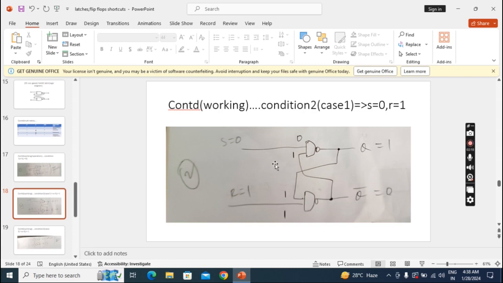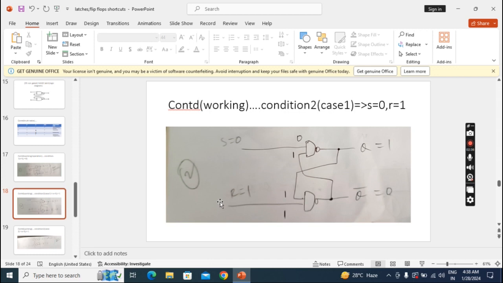Okay. Stable output means I will keep this 0, 1 input as it is. Then I will feed back these values. When I feed back these values also, again I am getting 1, 0. Then that is the stable output. That stable output we have to write in the truth table as final output.